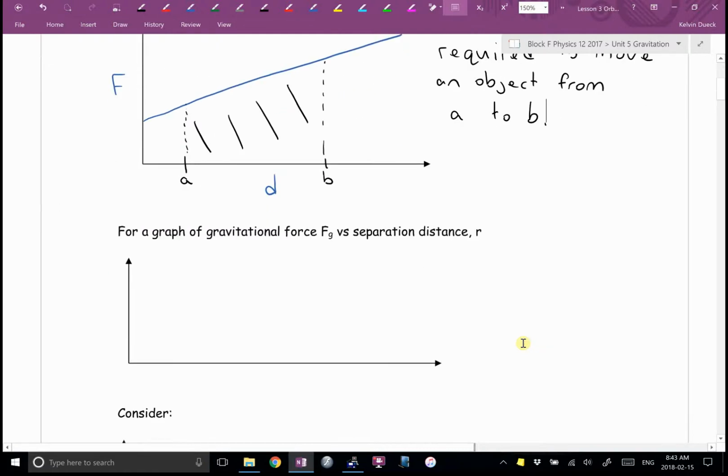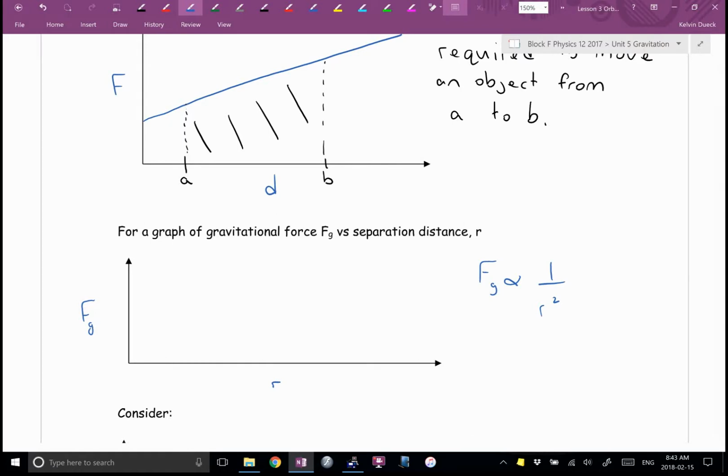For force of gravity versus, instead of distance, we're going to use the letter R. So now let's put Fg and R. The graph is not going to be a nice straight line. The equation for gravity, don't write this down, is this. Big G, big M, little m over R squared. What I really want you to notice, you can write this down if you want to. You can say the force of gravity is proportional to 1 over R squared. There's other stuff there too, but the R is on the bottom and it's squared.